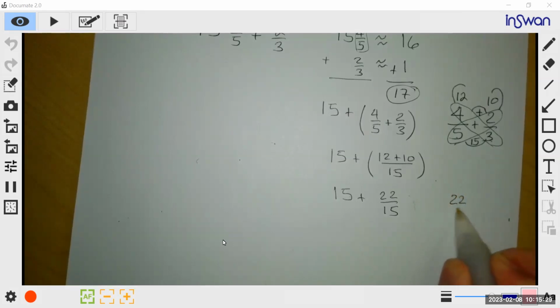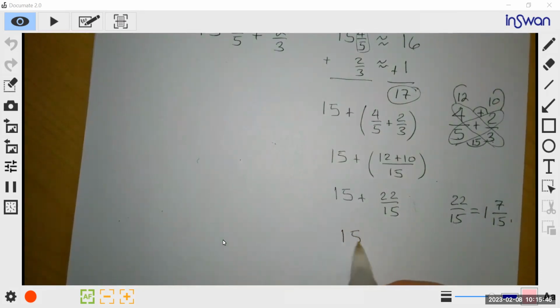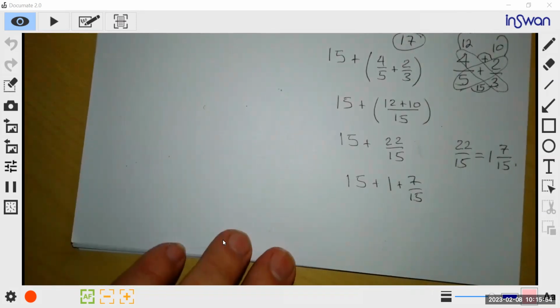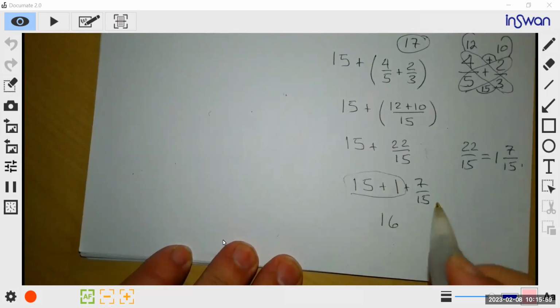22 over 15 is an improper fraction. How many times is 15 going into 22? Once, with how many left over? 7, yeah. 15 plus 7 is 22 over 15. So we add 15 plus 1 gives us 16 plus 7 over 15, which is 16 7/15.